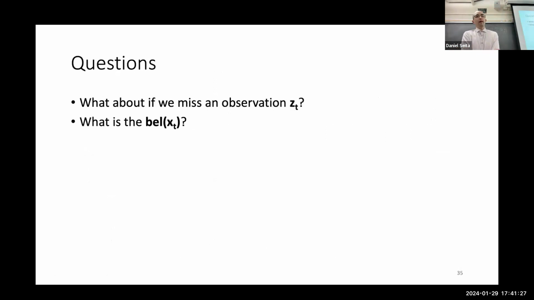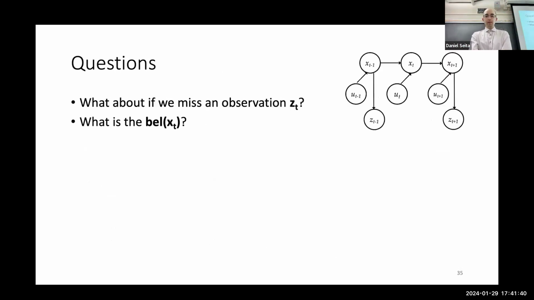All right, if we go back to the belief formula and think about what happens if we don't get an observation ZT, that would mean you have a graph like this: you have UT and XT minus 1, which cause XT, but you don't get ZT. Then how do we think about the belief? How would we have to compute it?